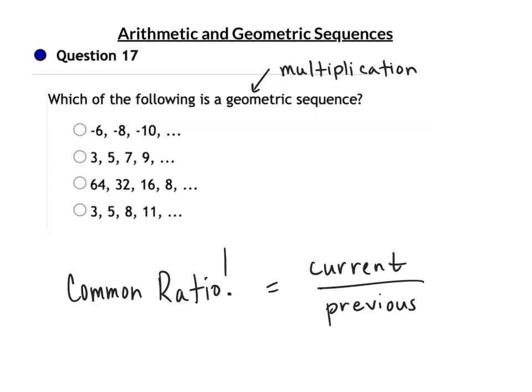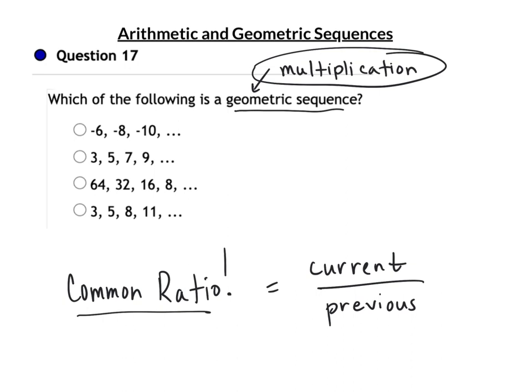Question 17, question about the geometric sequence created by multiplication. That's what makes it a geometric sequence. It's real important we know that the common ratio is the current divided by the previous. To be a geometric sequence, anytime I grab a value and divide it by the previous, I should get the same number every time. And that's what I multiply as I go to the next spot.